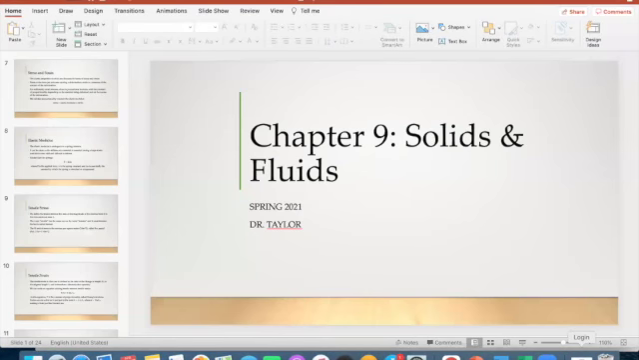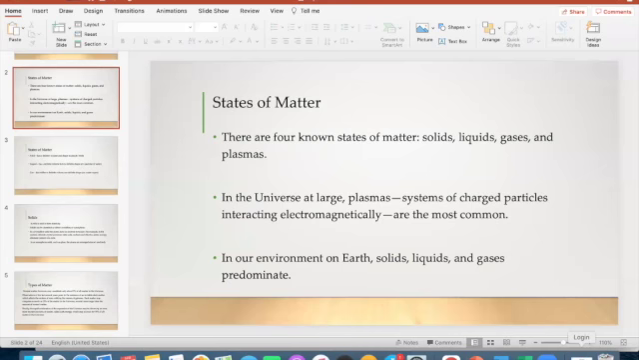All right, chapter 9 is on solids and fluids. All right, there are 4 states of matter. You've got solids, liquids, gases, and you have plasma. Plasma is more so out in space rather than a lot of it being on Earth.